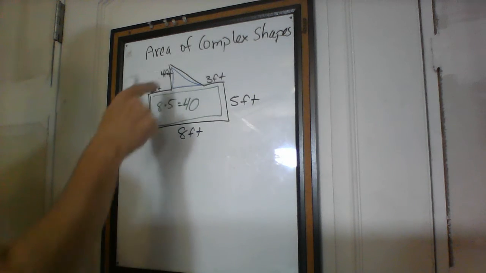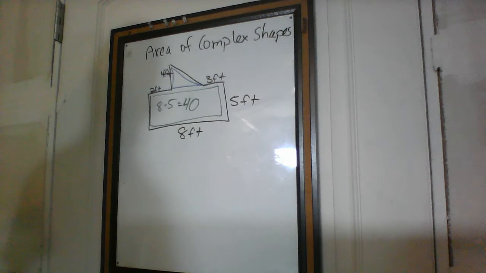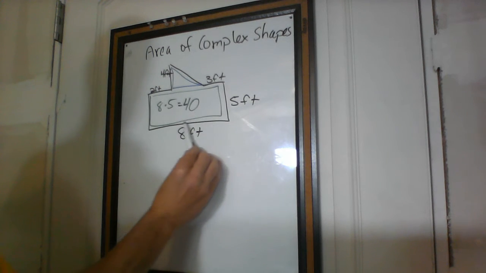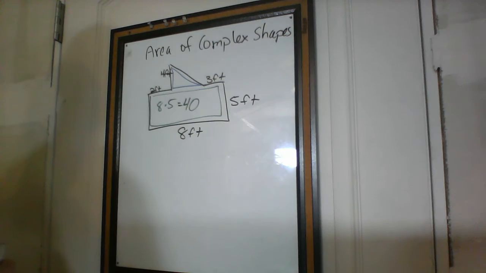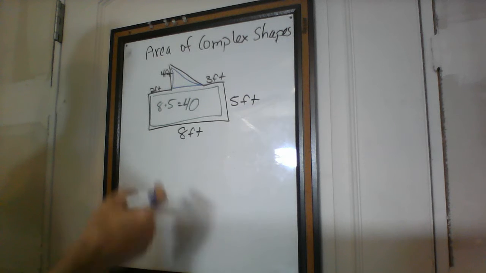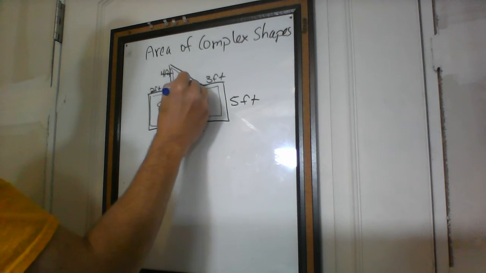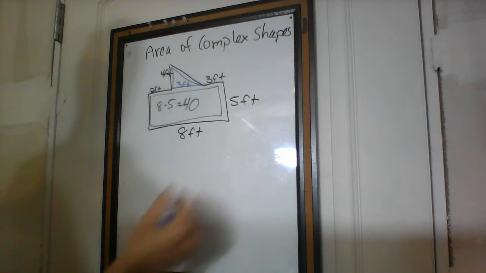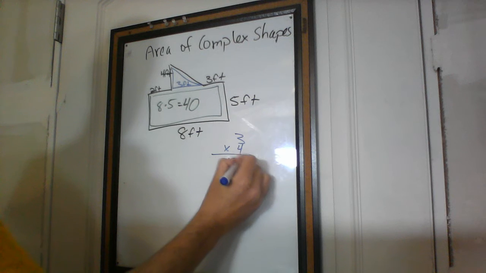For our triangle, we know our height. What's our base? Give me a second to think about that one. If we know this entire stretch right here is 8, that means this entire stretch is 8. If we've already used 2 plus 3 is 5, 8 minus 5 is 3 feet. Okay? Base times height is 12.